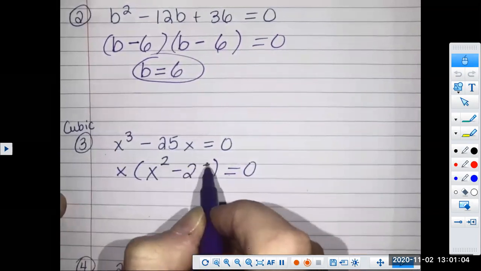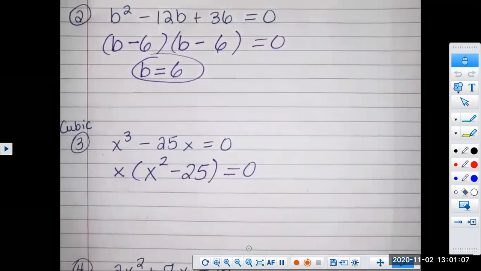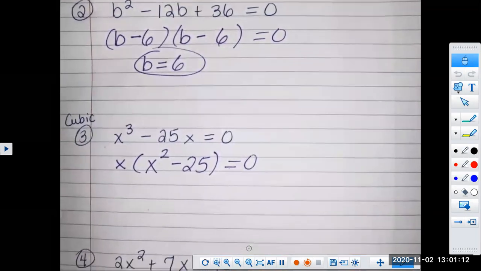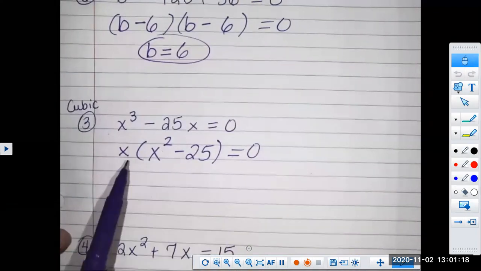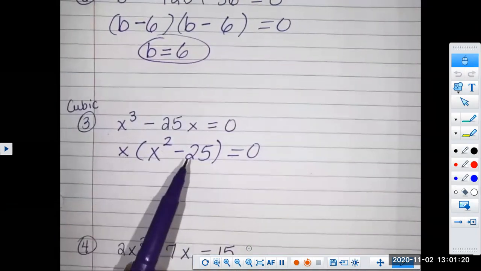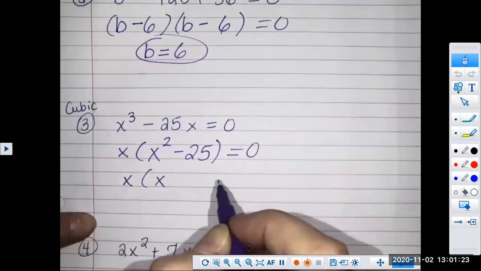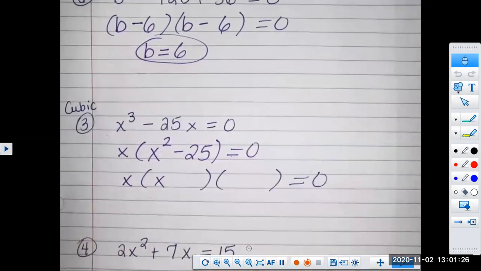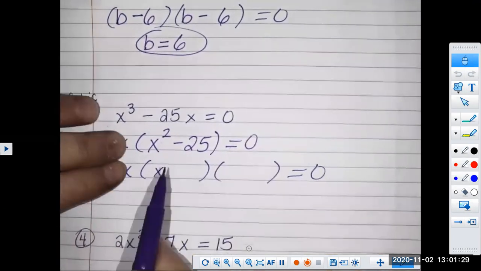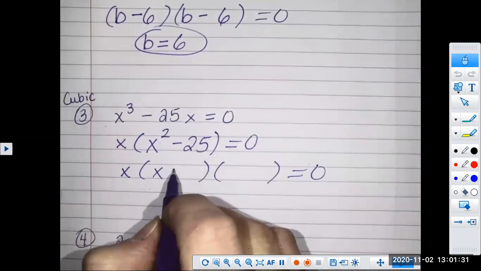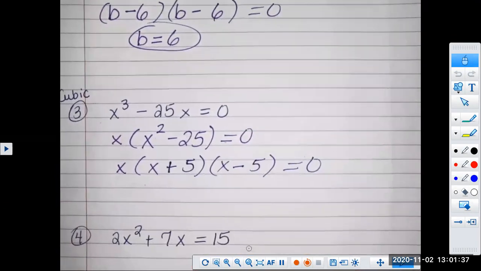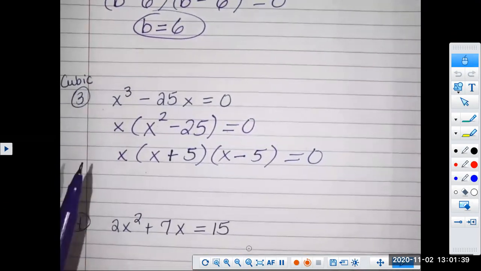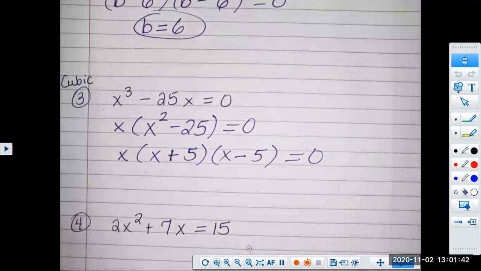Okay. Will anything keep breaking down? You've got this as a factor. People tend to forget that, but will this factor? Yes, how? You got difference of squares. So one's plus, one's minus, and the square root of 25. Anything you factored out, make sure that you keep bringing that down to the next line.